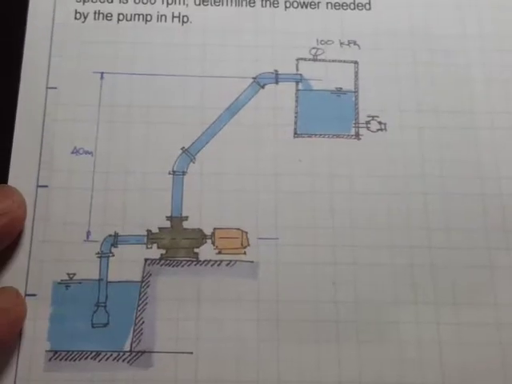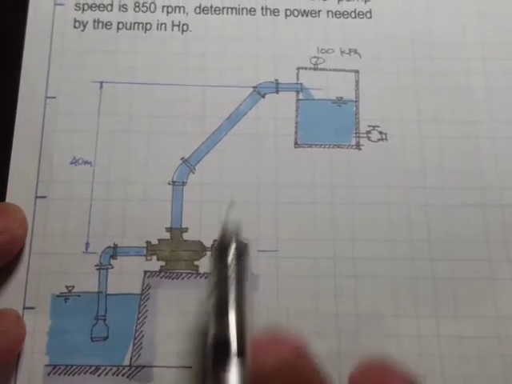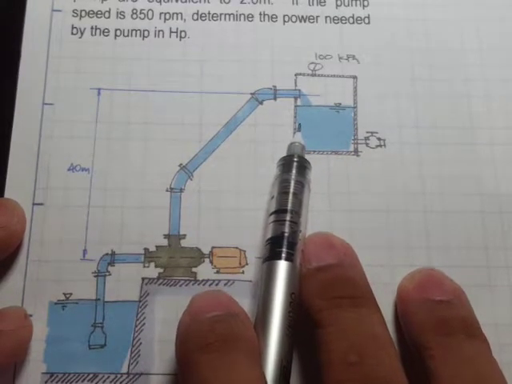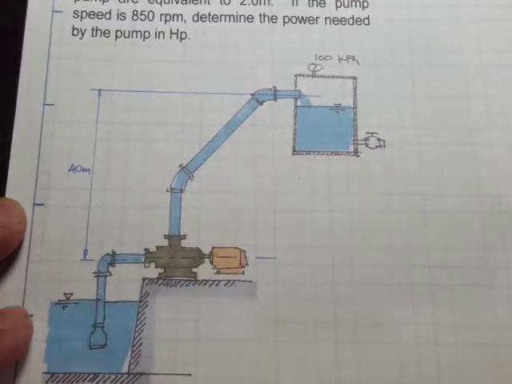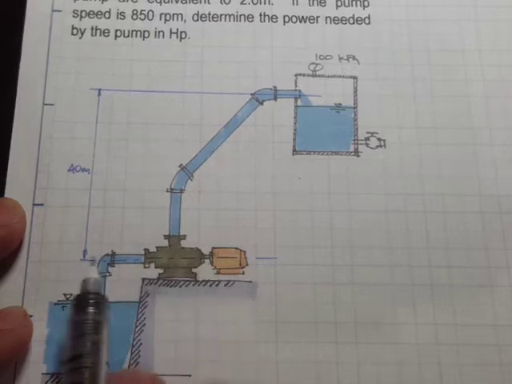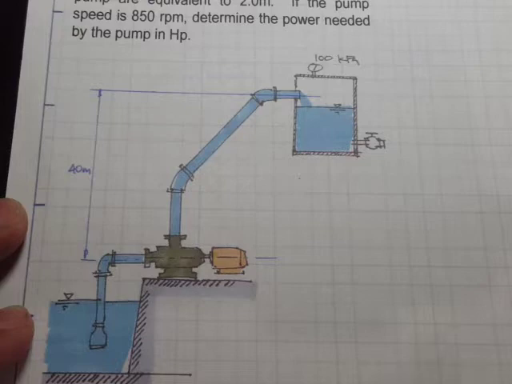Right, so here's our figure. We have here a well at this lower side, and at the higher side we have this pressurized tank. And we want to transport the water from this point to that point. Right, so here's our pump, and the distance from the center line to this, that's actually 40 meters.